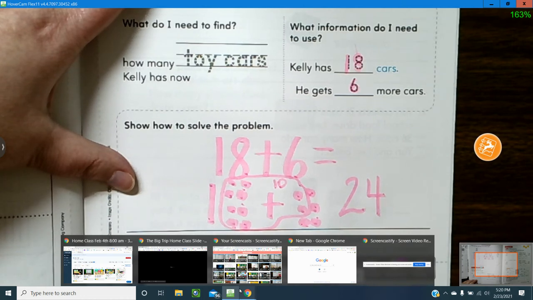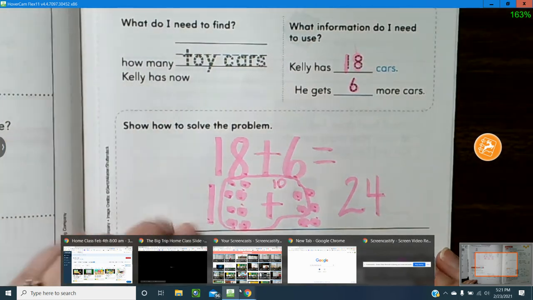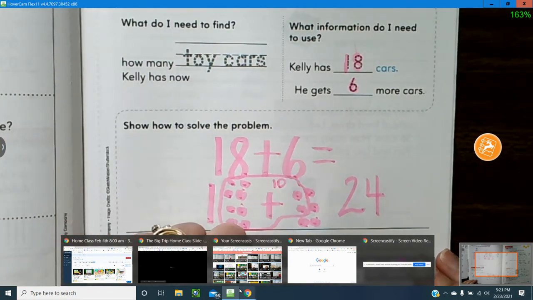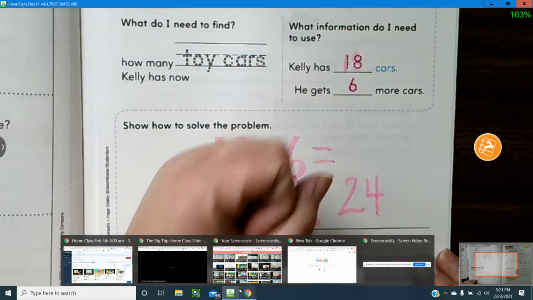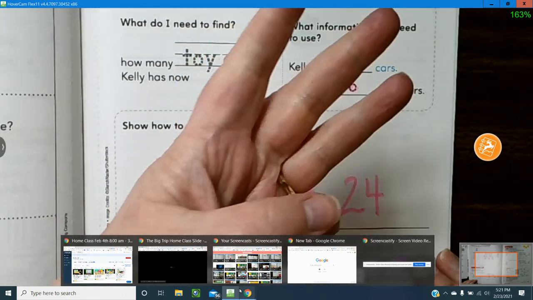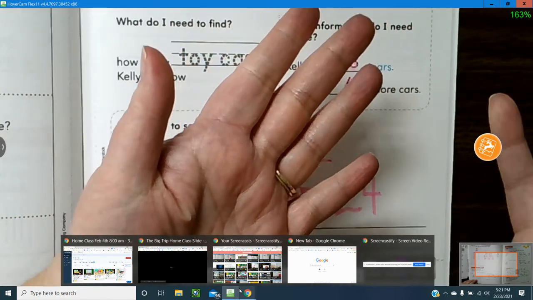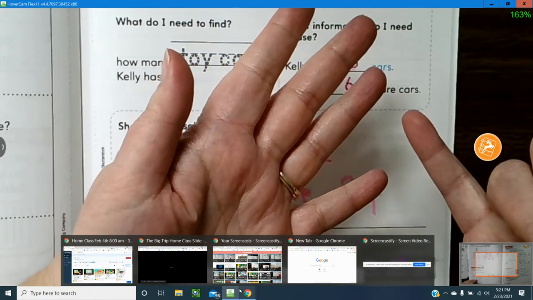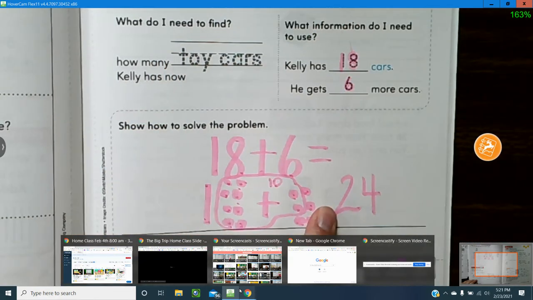That's one way that we can do it, by drawing a model. Now, another way we could have done that, we have 6 fingers, so we could do the punch and count. 18, 19, 20, 21, 22, 23, 24. We can punch and count it to see if we have the right answer, and we did, 24.